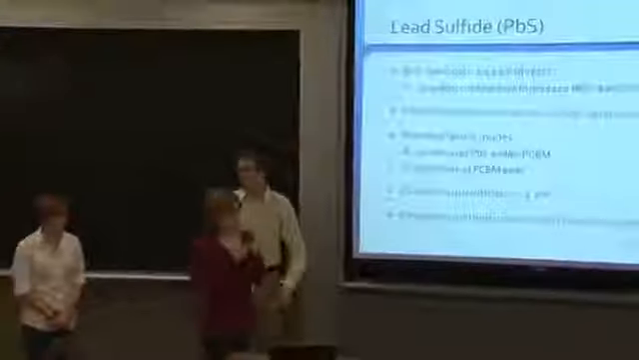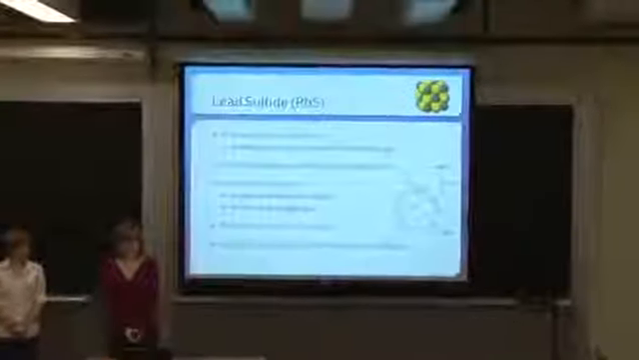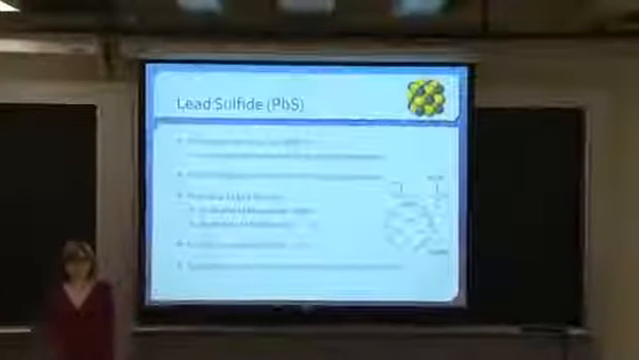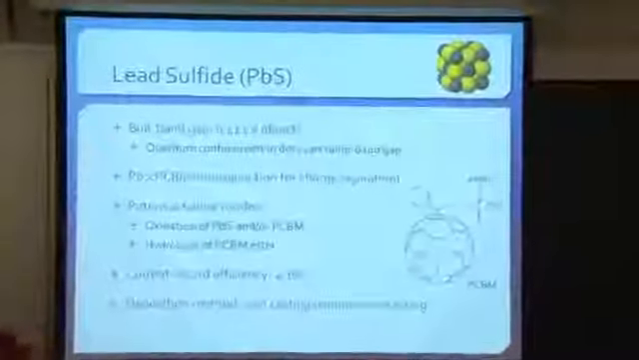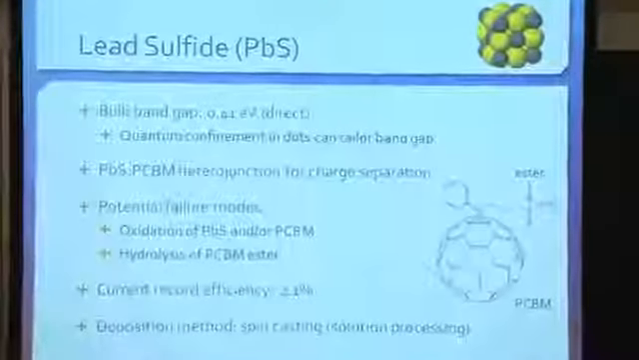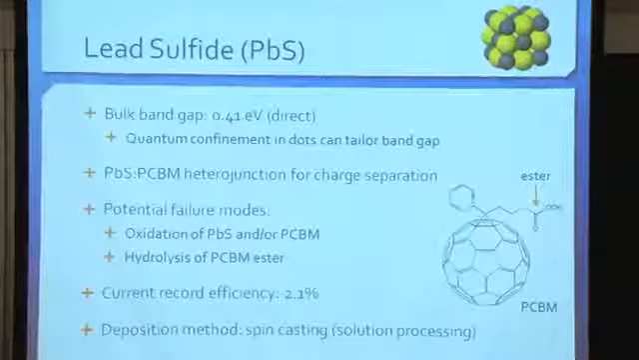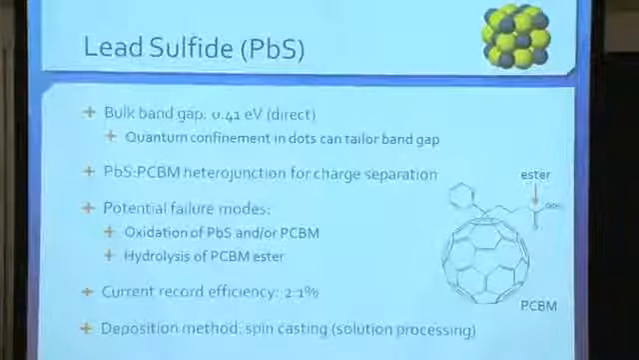The other material that we investigated for this project was lead sulfide. Lead sulfide is also an earth-abundant material. Lead is even more abundant than tin. The bulk band gap of lead sulfide is only 0.41 eV, which is a little bit too low to make it a good absorber material for photovoltaics.